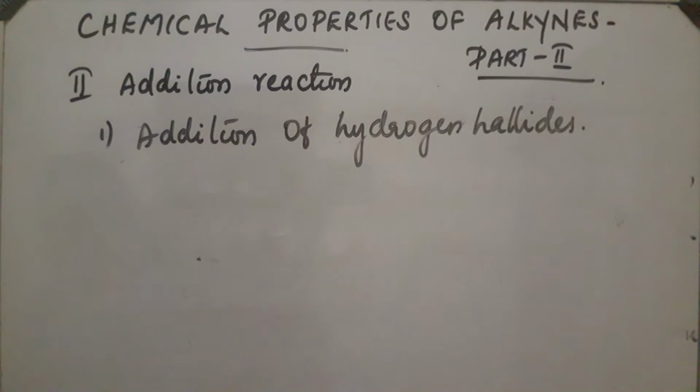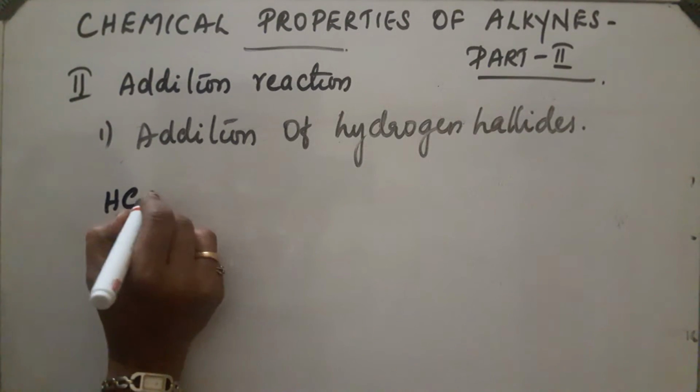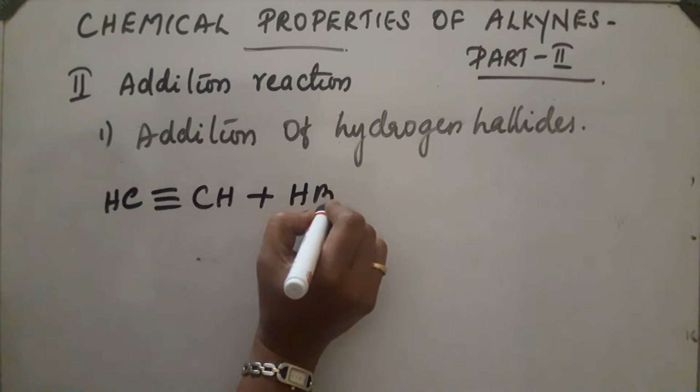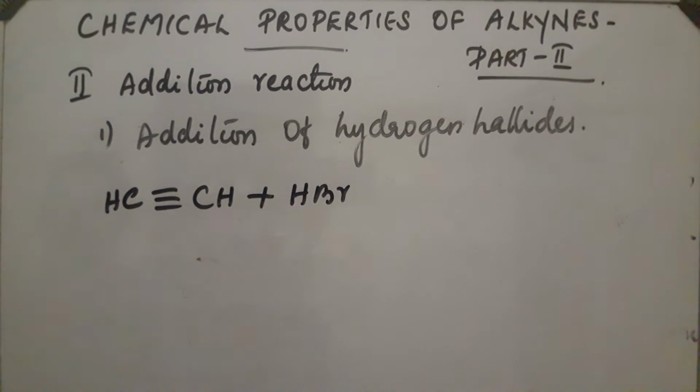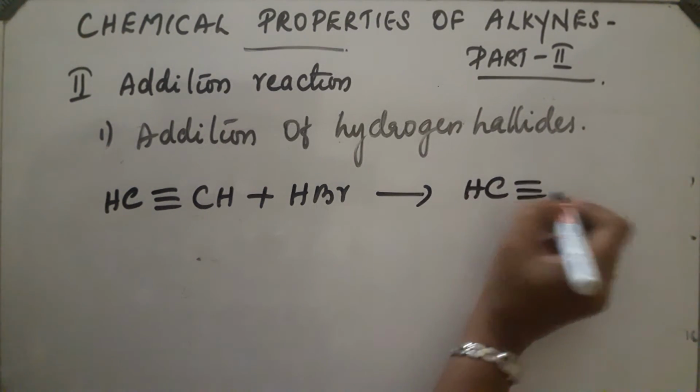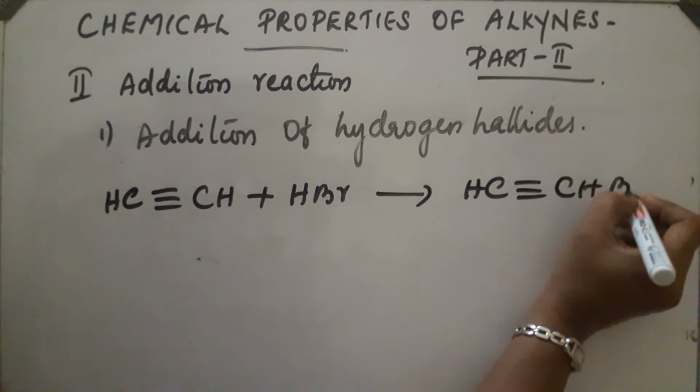Now take one example: in the case of acetylene, CH triple bond CH, on reaction with HBr. This is a symmetrical molecule, so the reaction will take place and form CH double bond CHBr.